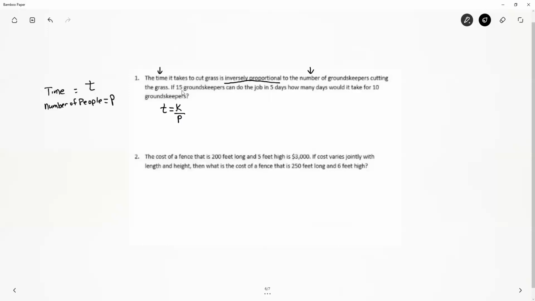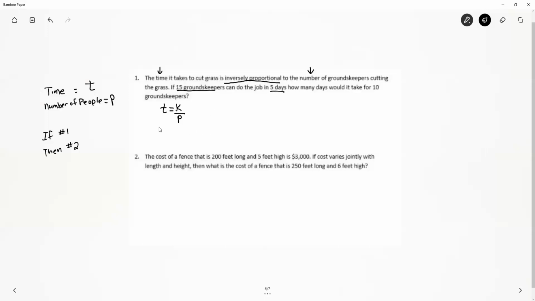Okay, and it says if 15 groundskeepers can do the job in 5 days, how many days would it take for 10 groundskeepers? So here's the way you need to think about this. When you see the word if, that's the first part. Then, or how many, in this case, that's going to be the second part of the equation. So let's do the if part. So if 15 groundskeepers can do the job in 5 days.